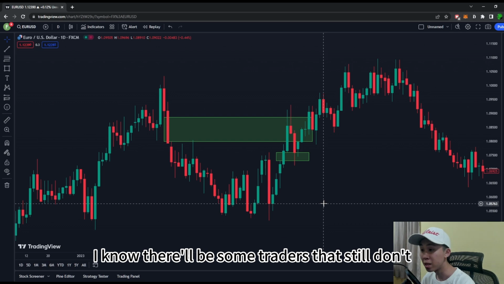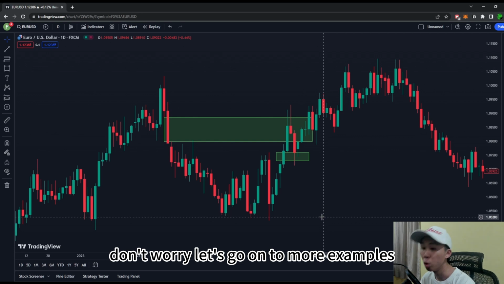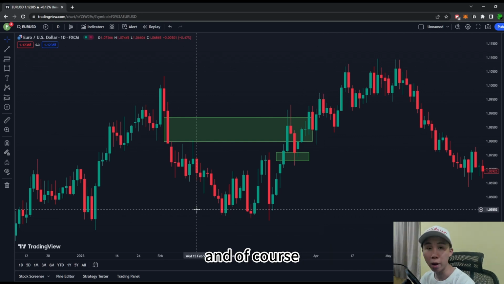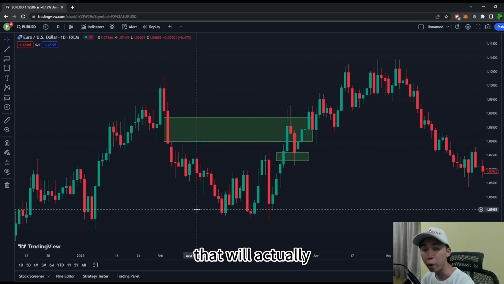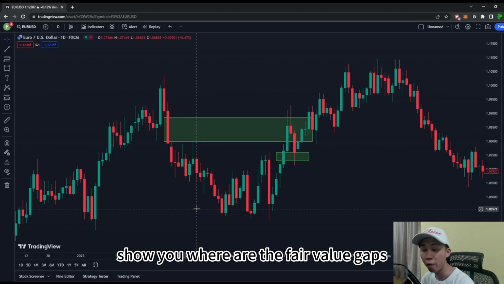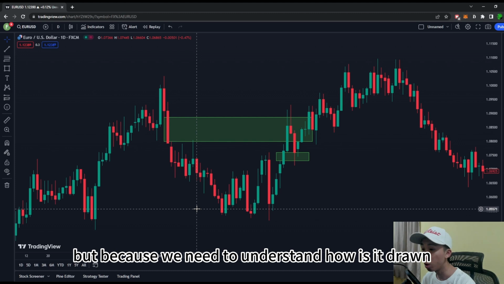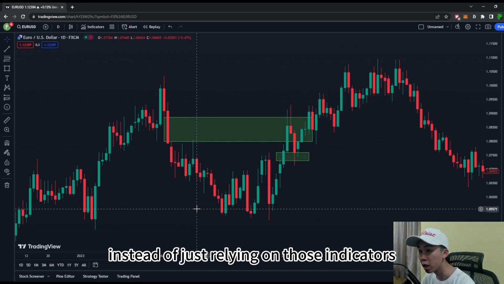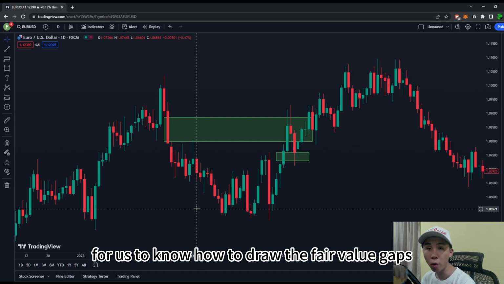I know there will be some traders that still don't understand how to draw fair value gaps. Don't worry, let's go on to more examples. And of course, by the end of the video, I will share one indicator that will actually show you where the fair value gaps are without drawing it. But because we need to understand how it is drawn instead of just relying on indicators, it is still very important for us to know how to draw the fair value gaps.